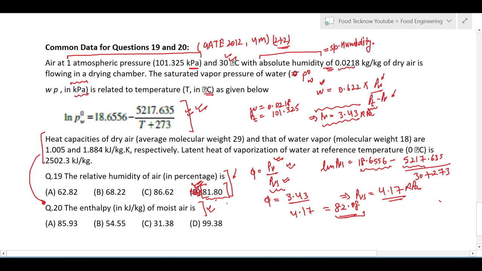Now let's look at the enthalpy of the moist air. So this is the next question here. As we have not looked at the formula for this, so now let's look at the formula for the enthalpy of the moist air, that is the humid heat of the moist air.